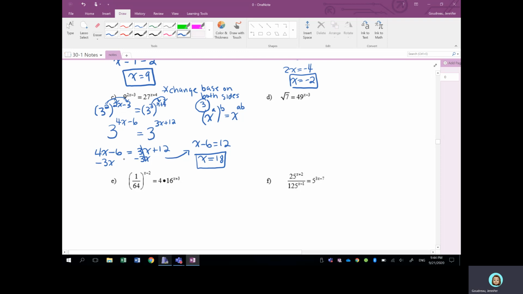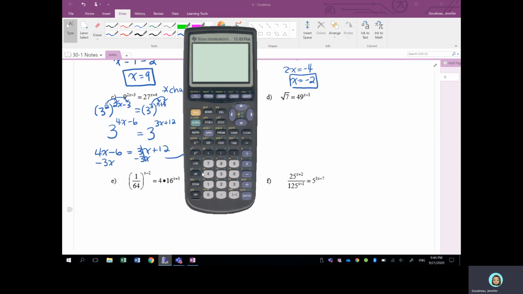Let's go to our calculator and check our answer for part C. Again, we're going to go back to the original exponential function, so don't use any of the simplified forms when we check. We're checking the original equation that was given to us. So 9 to the power of 2x minus 3 into y1, and then into y2, 27 to the power of x plus 4.